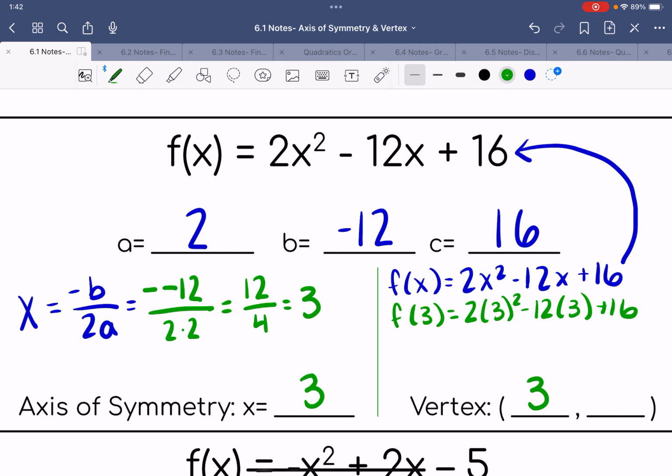And once again, I can work that out by hand, or I can put it in a calculator. If I work it out by hand, I'm going to do 3 squared first, which is 9. And then 2 times 9 is 18. Minus 12 times 3, so that's minus 36, plus 16. 18 minus 36 is negative 18, and then negative 18 plus 16 is negative 2.